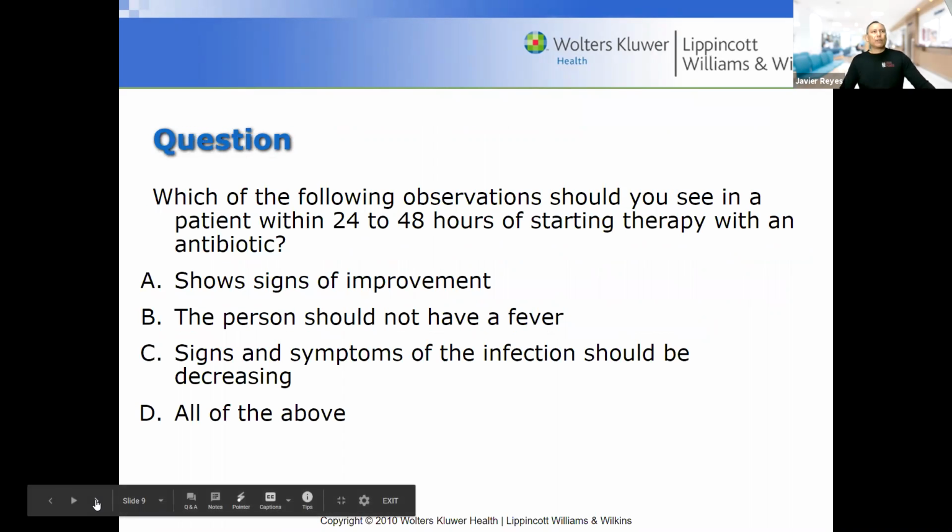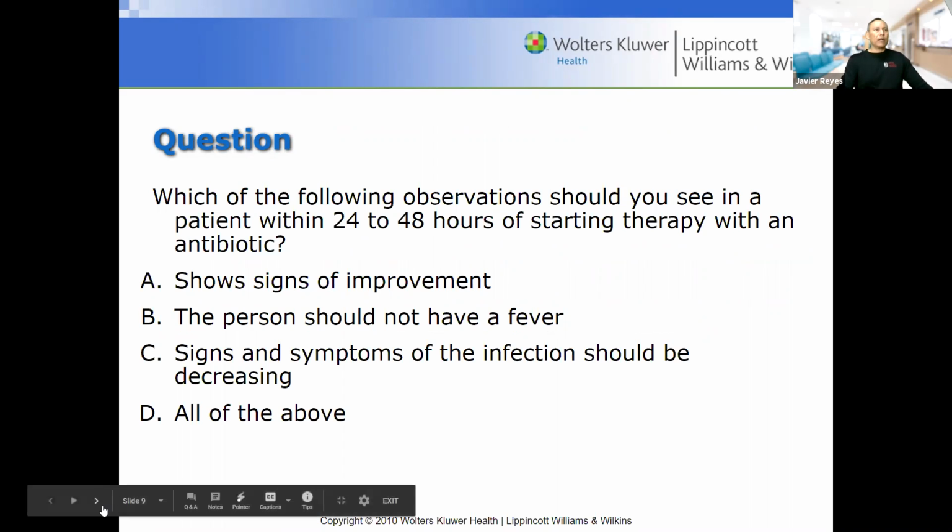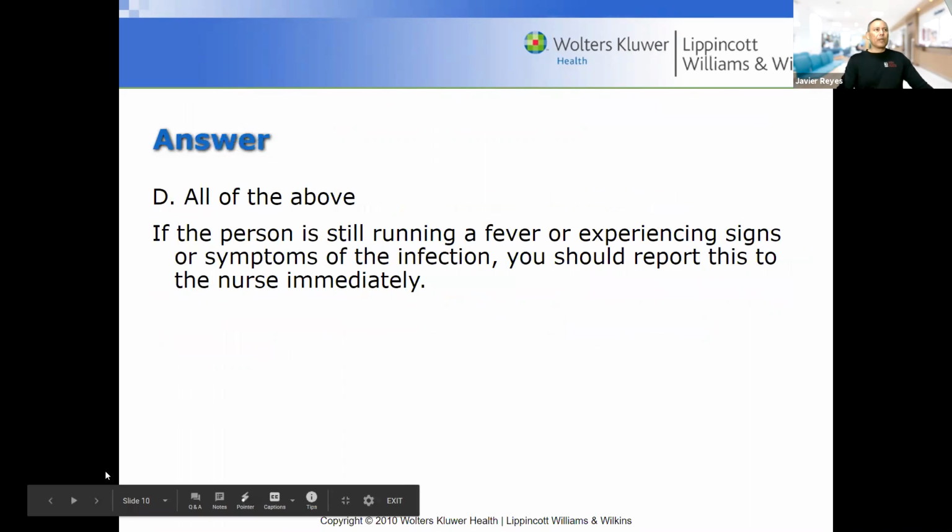All right. Which of the following observations should you see in a patient within 24 to 48 hours of starting therapy with an antibiotic? 24 to 48 hours. Should see signs of improvement, no fever, no signs of infection. Of course, all of the above. That's the whole purpose of antibiotics, to get rid of the infection.